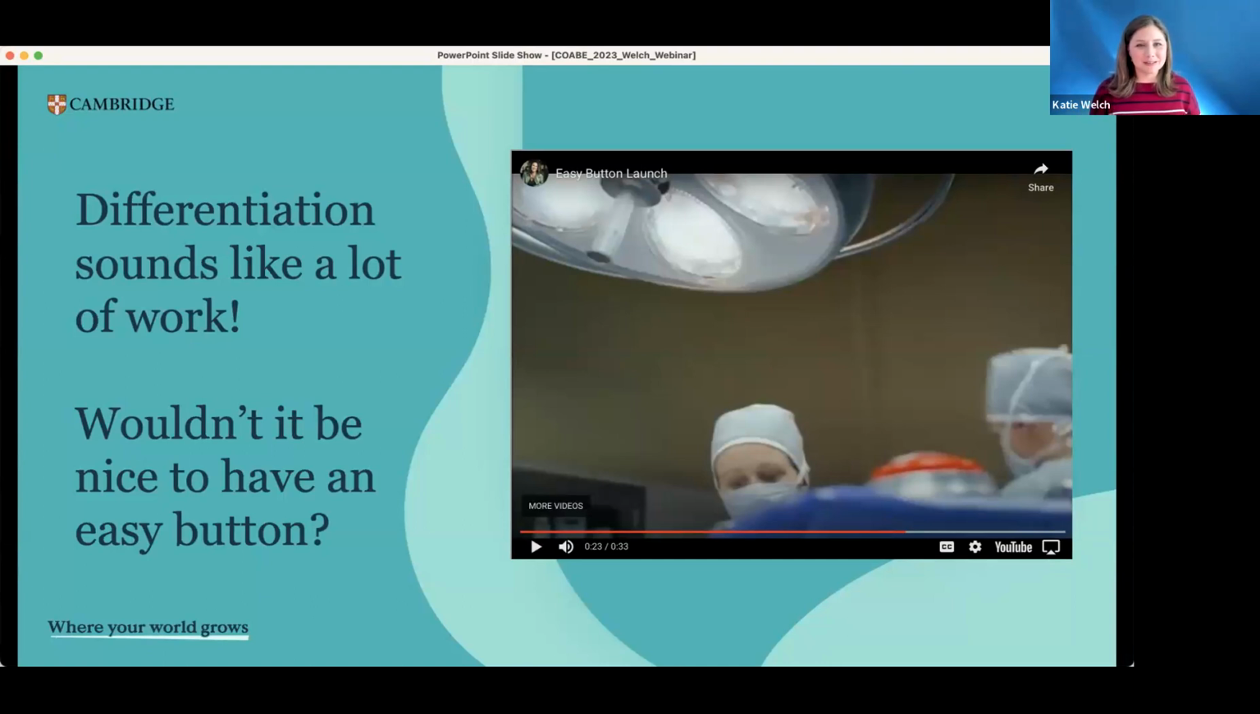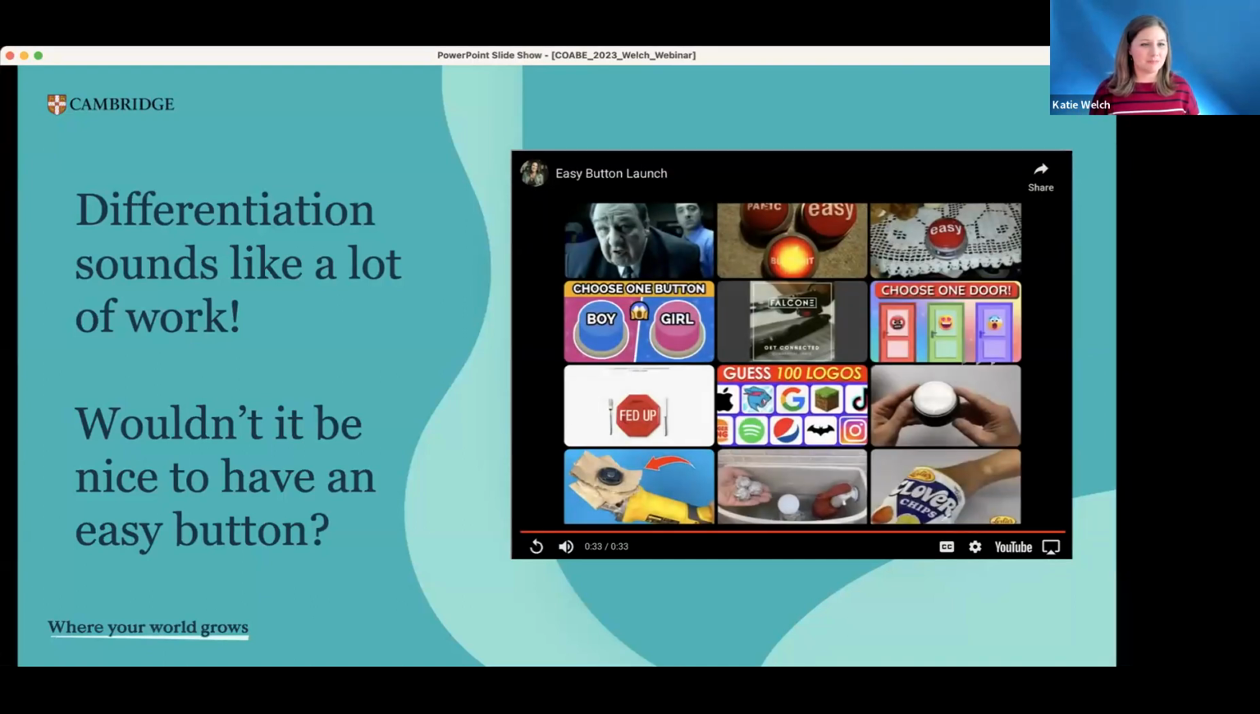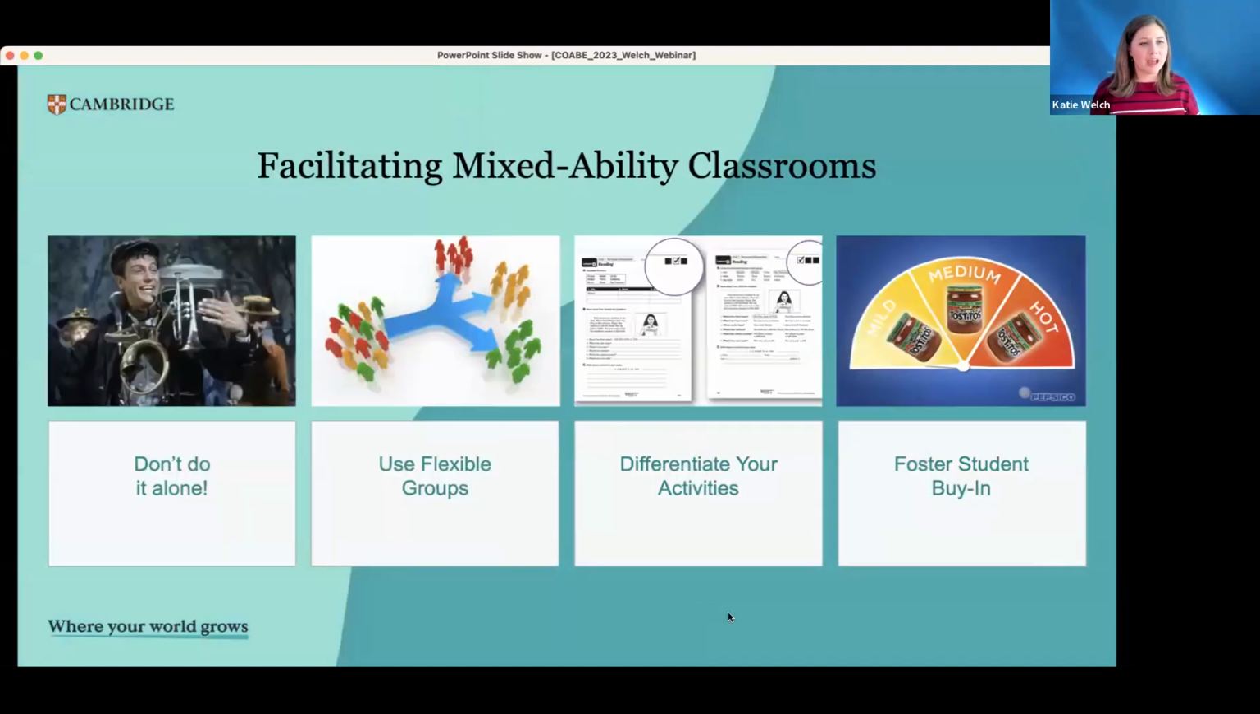And while I don't necessarily have an easy button to mail to your house to make it to where all you have to do is push the button and it's done, I do have today 4 ideas about how to make facilitating a differentiated class easier. And so the first one is going to be to don't do it alone. We're not going to do this alone.